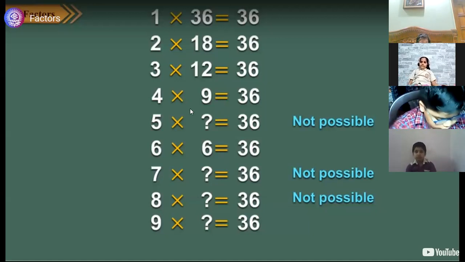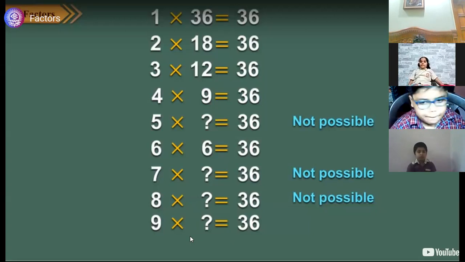It means we know that 9 is a factor of 36. 4 and 9 are factors of 36, so there is no need to write the same statement over here. Okay? Clear? Now we are just going to continue.